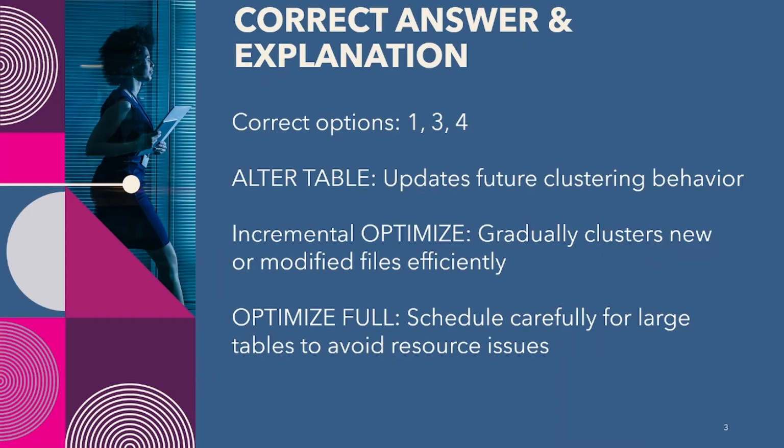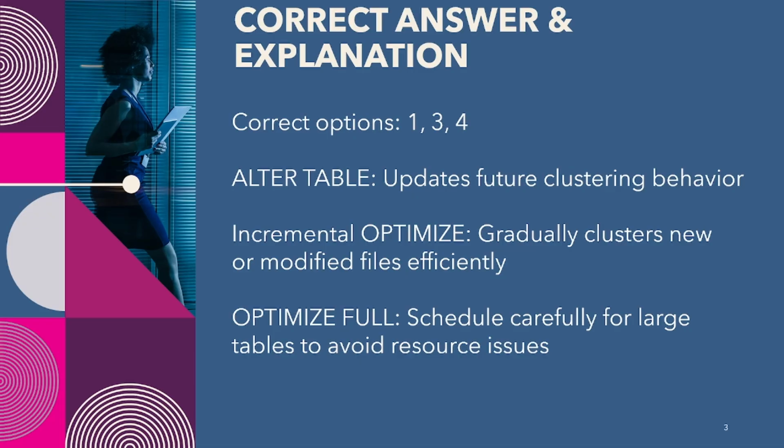So let's start with option 1, alter table to set new clustering keys. This is really important. When you change the clustering keys with alter table, you're updating how future inserts and updates will be clustered. But hang on, because this part's super important. Existing data doesn't get rewritten automatically. It stays the way it is until you run an optimize operation. This is a subtle detail that exam writers love to test.